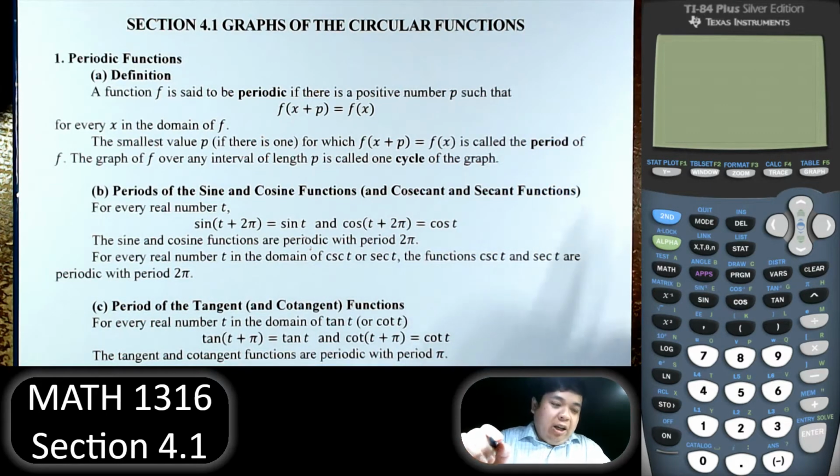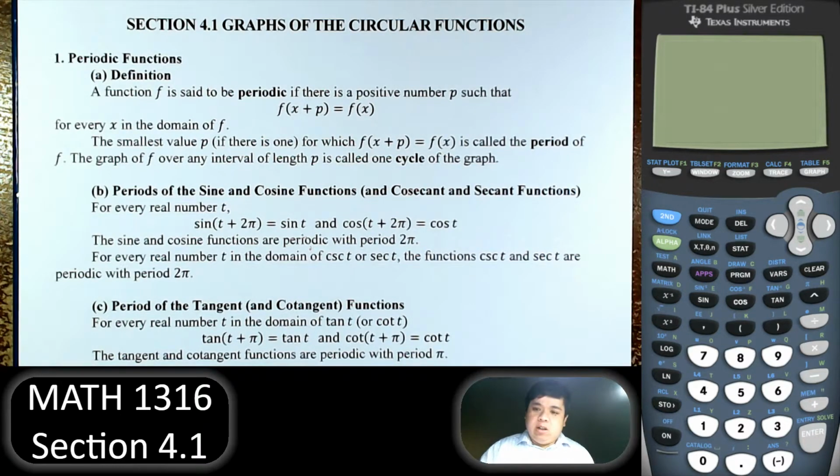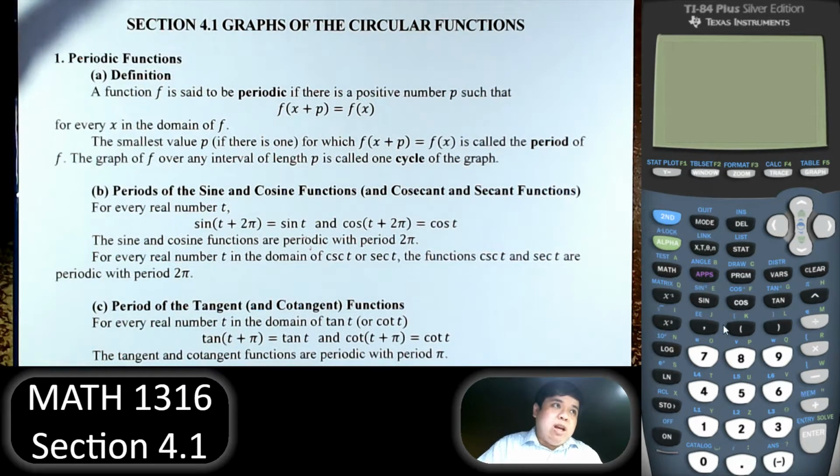Hi everybody, welcome to another video in Trigonometry, section 4.1, graphs of circular functions. So, graphs of the trigonometric functions. And then you may ask, we have a calculator, why don't we just graph the function? Why do we have to study it? Well, of course, if we want to graph it, for example, y equals sine x.